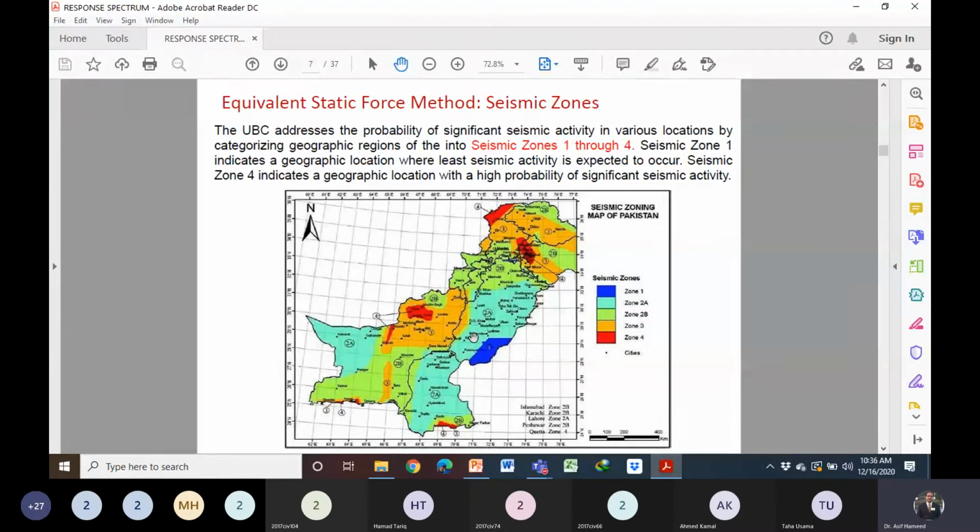And then the dynamic properties of the structure. What are the important properties? The most important property is the weight of the structure. Because if the weight is more, inertial forces will be more. So the first factor is the weight of the structure. Second factor: the level of ductility. The structure is ductile or brittle. And the third, important factor.